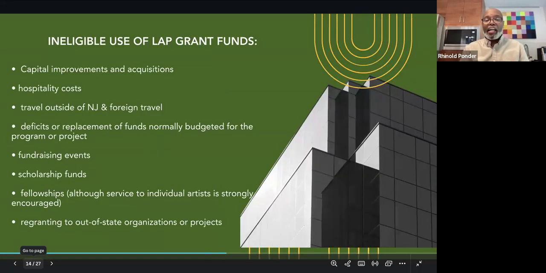Ineligible use of LAP grant funds. There are also ineligible uses in your documentation if you're doing historic grants. I'm just going to generally go over these, as they appear in the paperwork. Ineligible would be capital improvements and acquisitions, hospitality costs, I guess obviously not paying for someone's hotel, travel outside of New Jersey and foreign travel, and fundraising events.